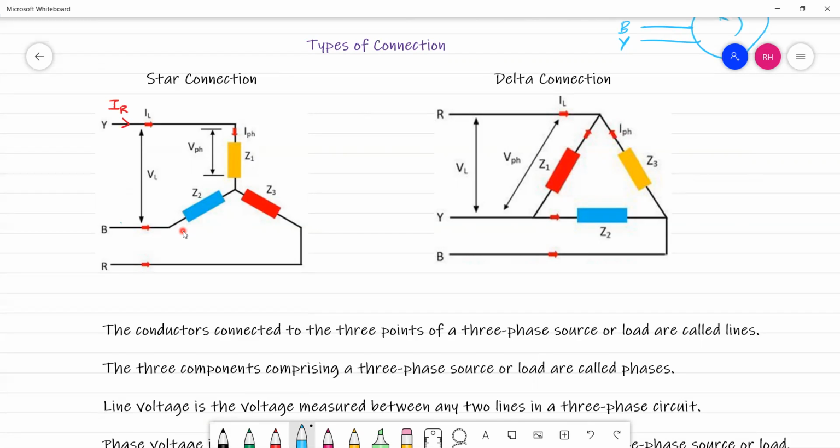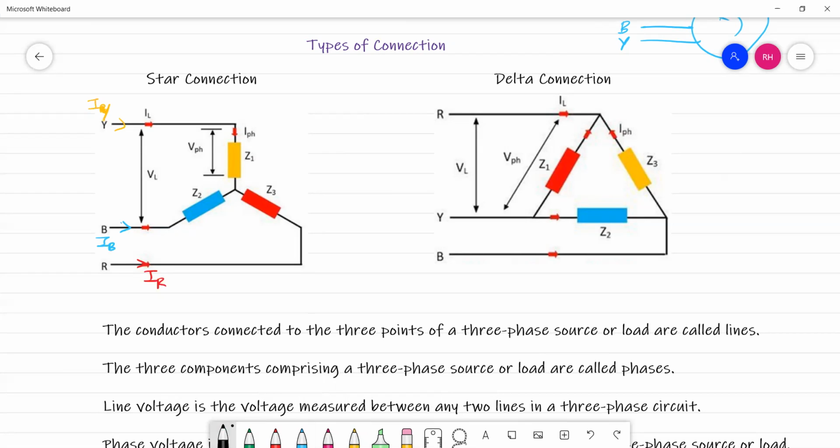IB, IY. So these are the line currents. And the line voltage is the voltage measured between any two lines in your three-phase system.